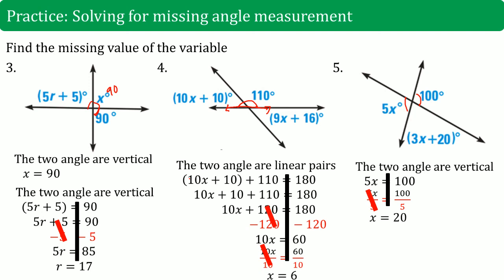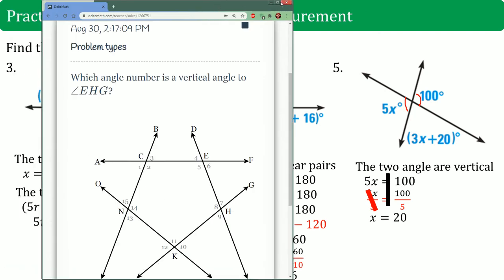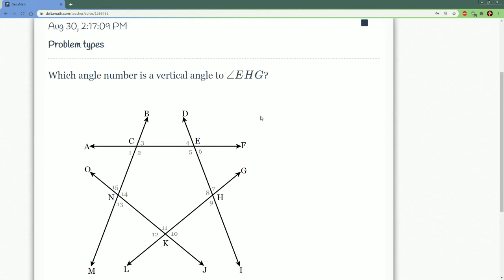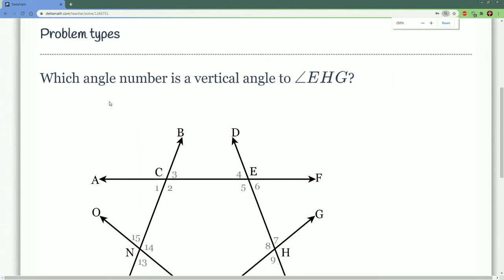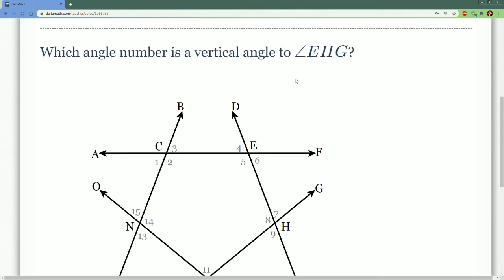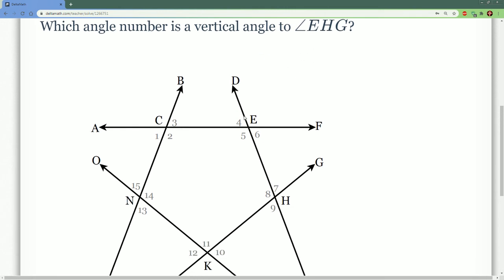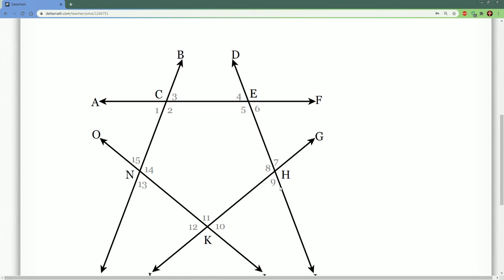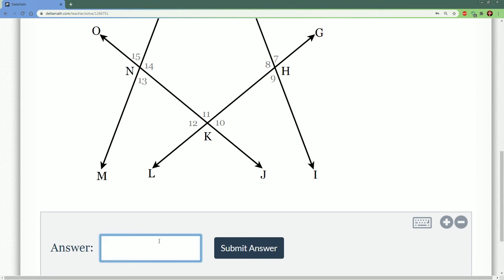Okay? Let's look at Delta Math here to see a very common question. Here it asks us which angle is a vertical angle to angle EHG. So angle EHG, E is right here, H and G. So it's angle 7. What is the vertical angle to angle 7? It looks like it is angle 9. So I'm going to put 9 here and let's see if we are correct.